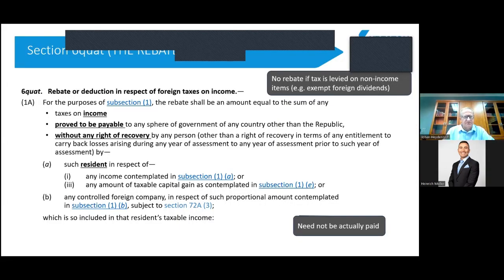How is that calculated? So for the purpose of subsection 1, so it now refers back, the rebate shall be what? Shall be an amount equal to the sum of any taxes on income. Now, the word income is important because the word income is defined.